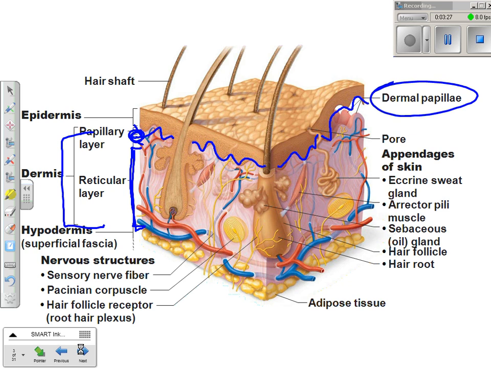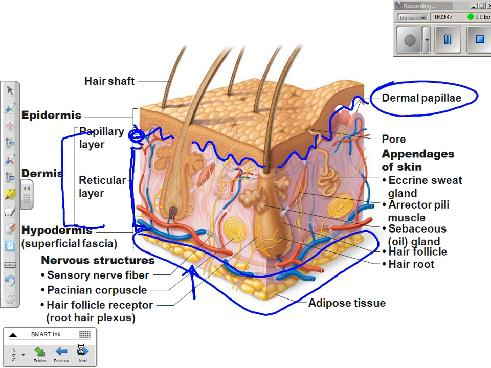And then, of course, we can see very easily the hypodermis. How do we know that? Because we can see those deposits of fat called adipose tissue. So that's one of the markers that we know that we're looking at the hypodermis, by seeing all the adipose tissue, those big fat round cells.